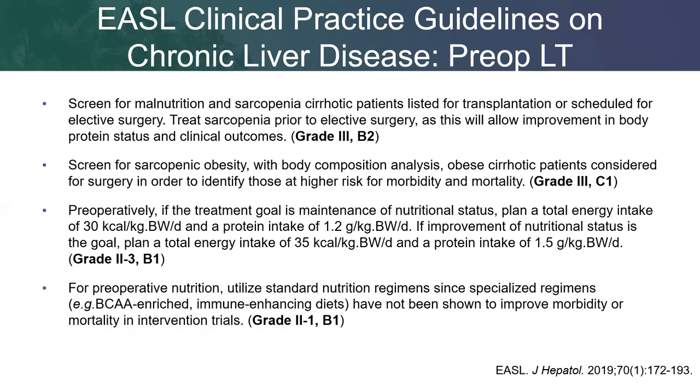So looking at these guidelines, these are a nice snapshot. These came out in 2019 from EASL, Clinical Practice Guidelines on Chronic Liver Disease, and these are pre-op for liver transplant. So of course, we want to screen for both malnutrition and, I love it, it says sarcopenia. And these patients listed for transplant or scheduled for any kind of elective surgery, treating the malnutrition and sarcopenia prior to elective surgery helps improve clinical outcomes. We're screening for sarcopenic obesity using body comp analysis when able.